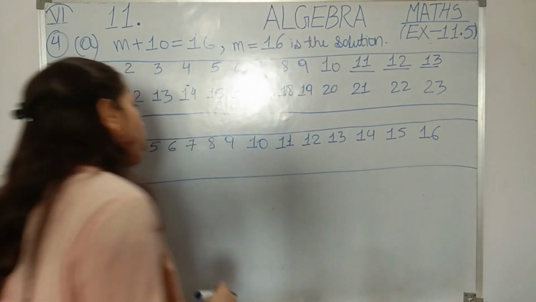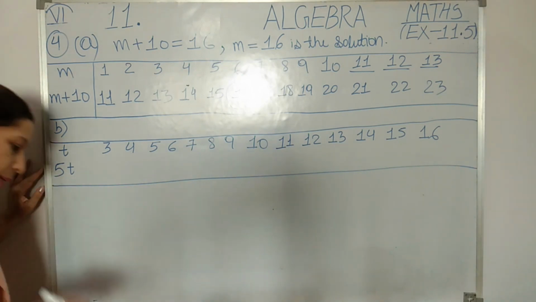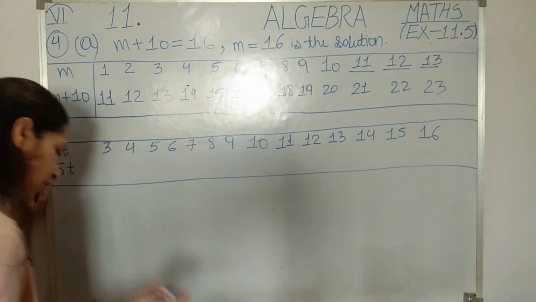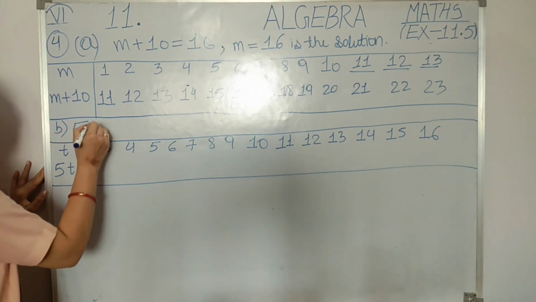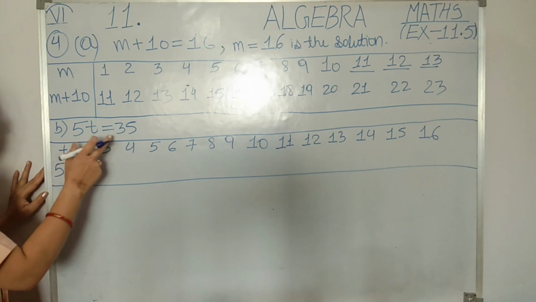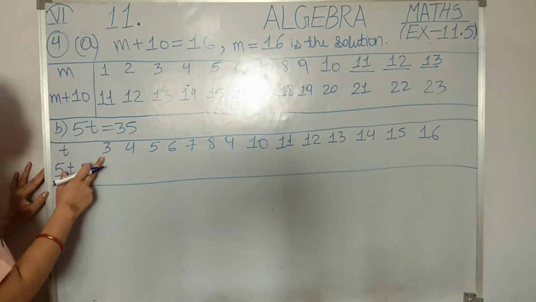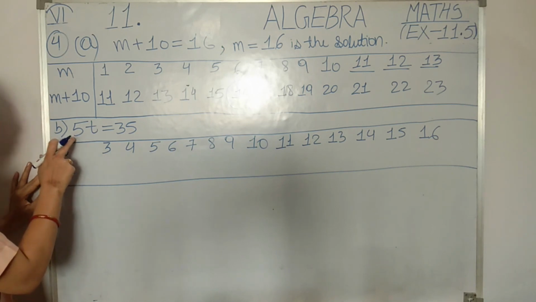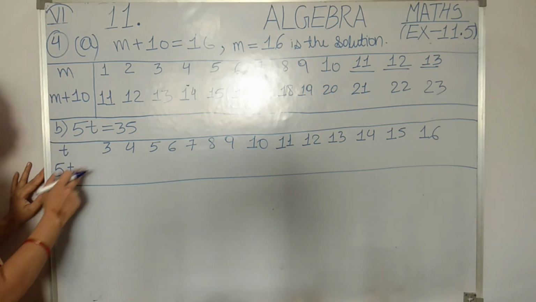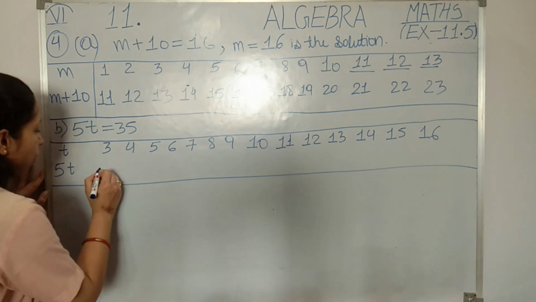Okay, again if the board is shining, I am reading the numbers, you can listen and write. Now point number B, equation is 5t equals 35. Means some value is to be multiplied so that our answer will be satisfied. Now what is the first value given in place of t? It is 3. So 5t means 5 into t. In t's place I will be keeping 3. So 5 3s are 15.